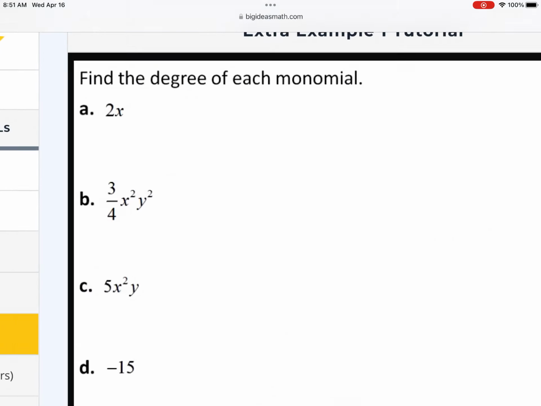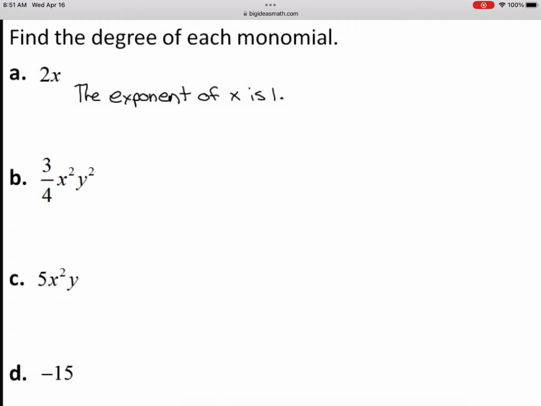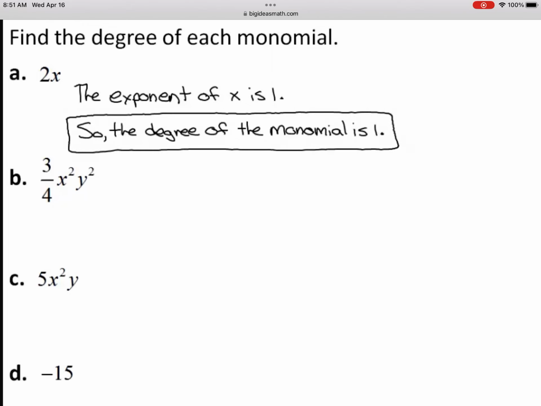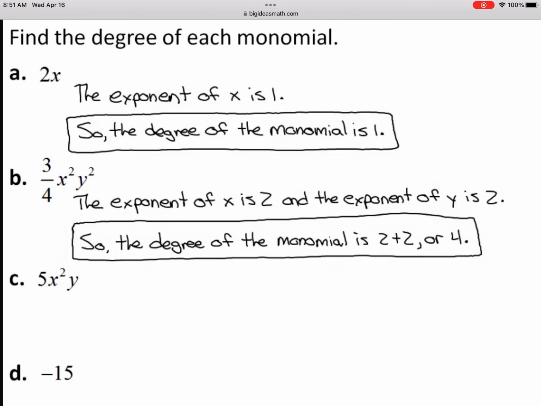Find the degree of each monomial. Part A, 2x. The exponent of x is 1, so the degree of the monomial is 1. Part B, 3/4 x squared y squared. The exponent of x is 2 and the exponent of y is 2, so the degree of the monomial is 2 plus 2, or 4.